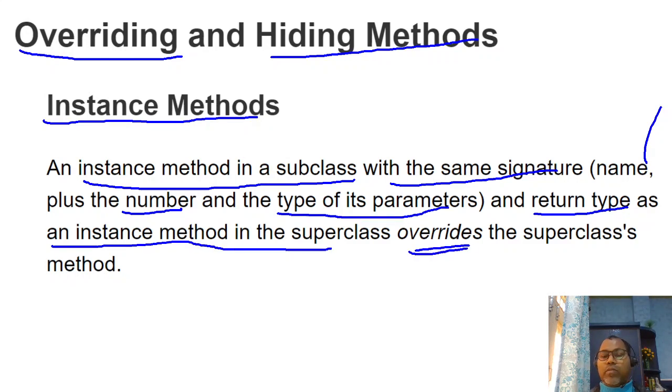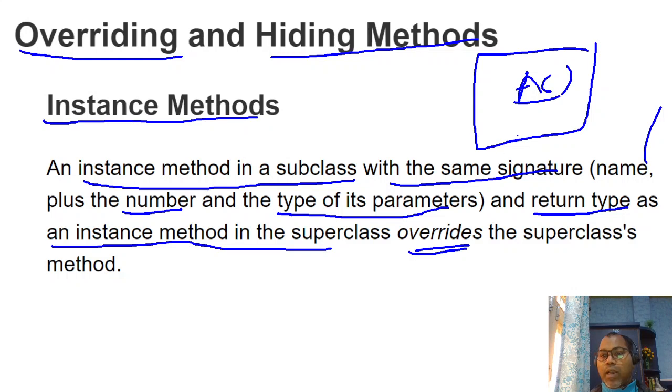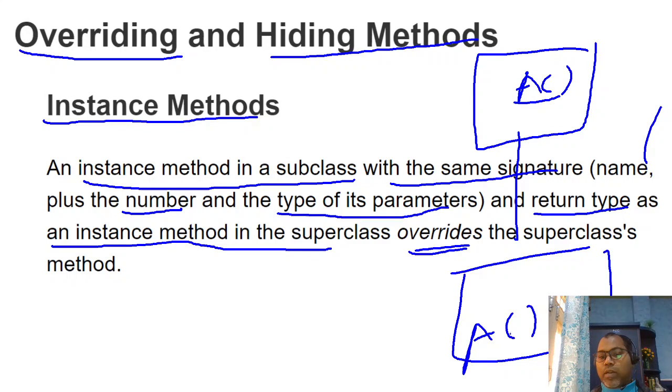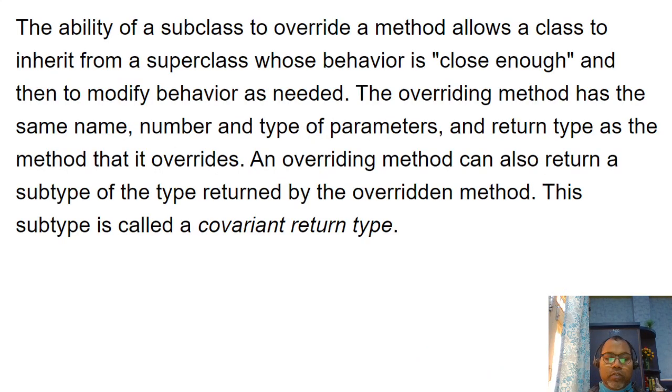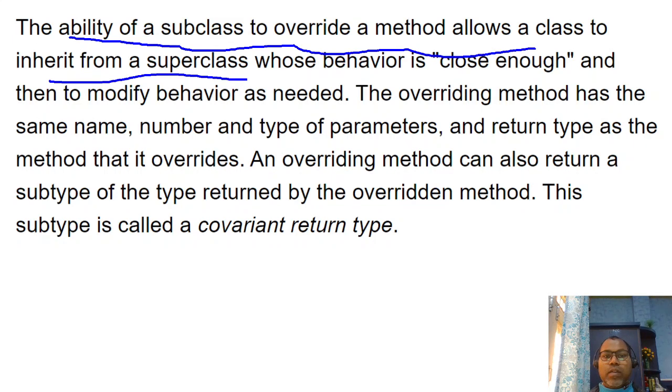Simply put, if the superclass has a method with a given name and parameters, and you define the subclass method with the same name and parameter list, this is method overriding in the case of a non-static method. Here, the ability of a subclass to override a method is allowed for a class that inherits from a superclass.